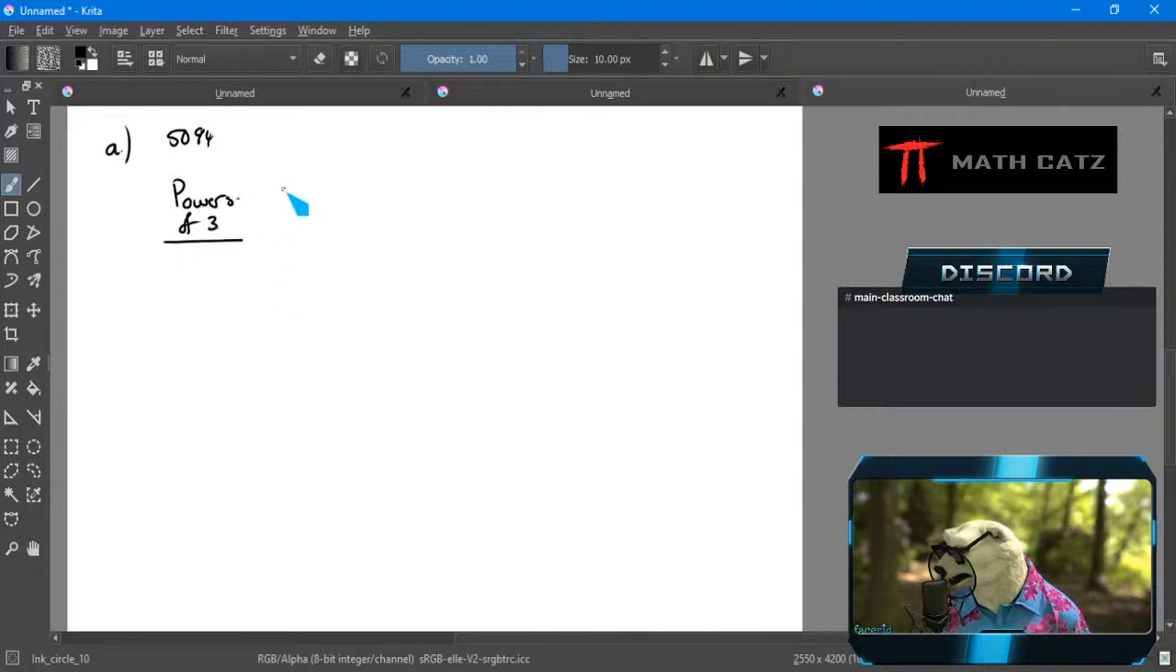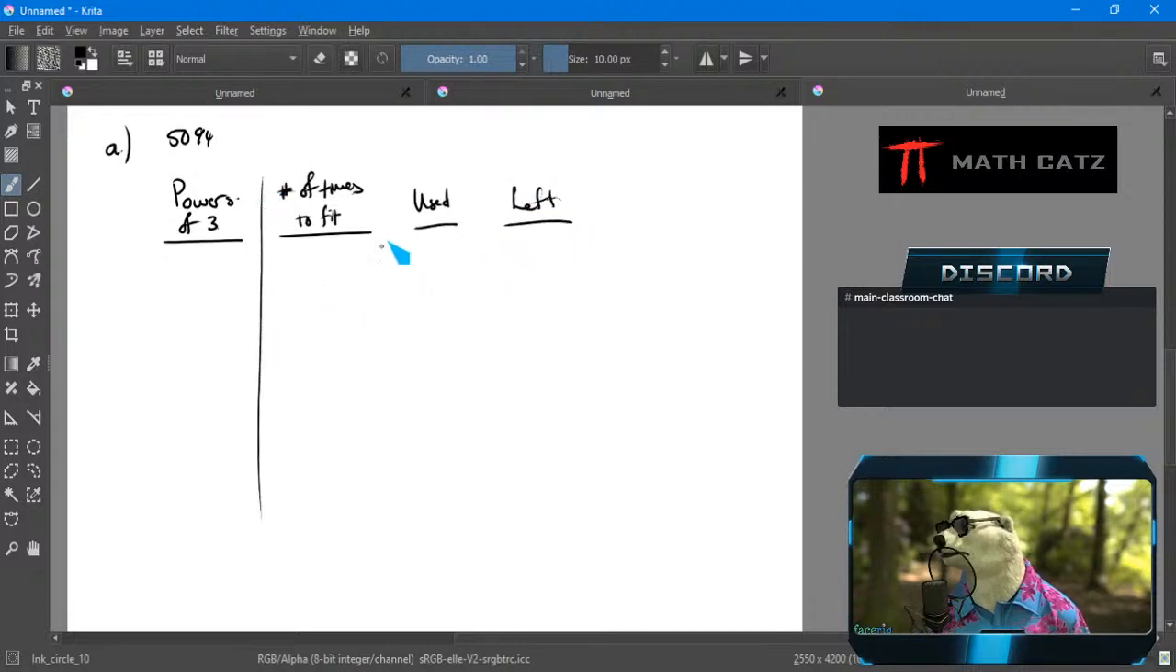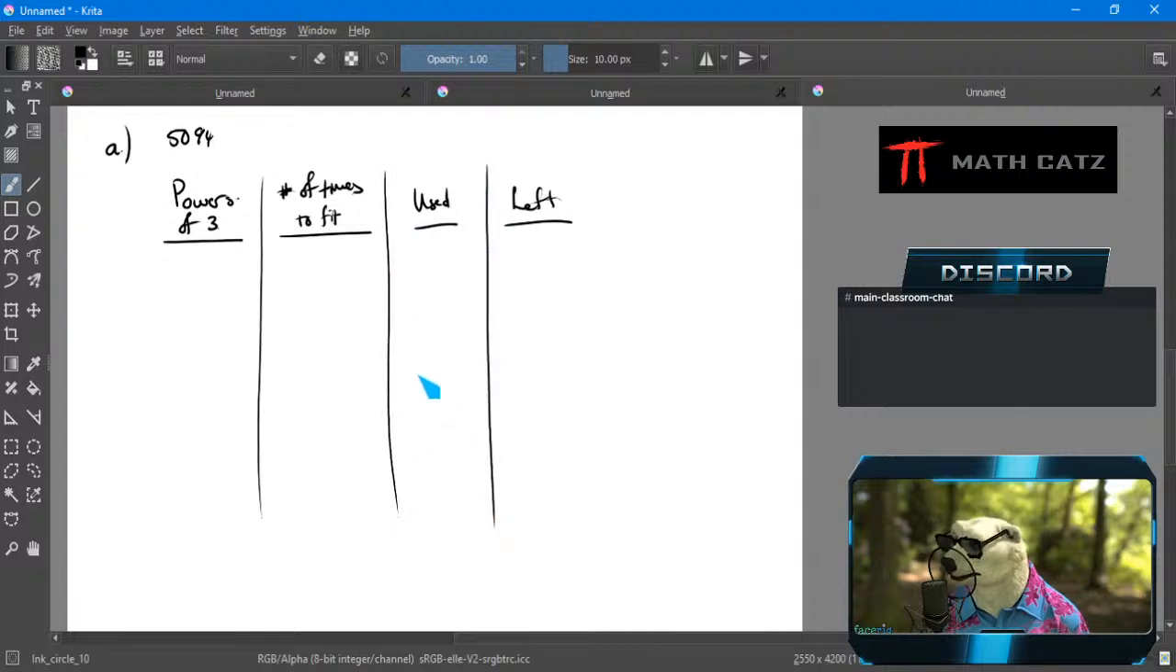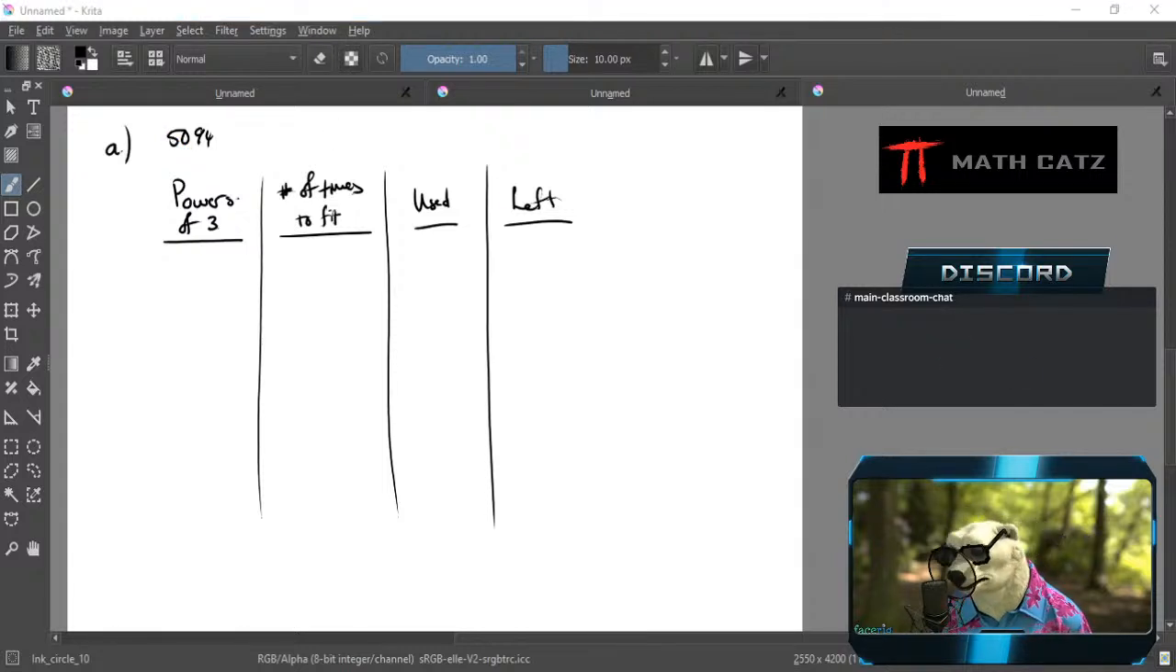How many times can it fit? Number of times to fit. How much have I used? How much is left? And those columns seem to do the trick for me. I don't need more, but I'm not comfortable doing fewer columns. This is what I personally like. Now, I don't know all my powers of 3. That's not a requirement, but I need to find the highest one that can fit into 5094. So a little guess and check is perfectly fine here.